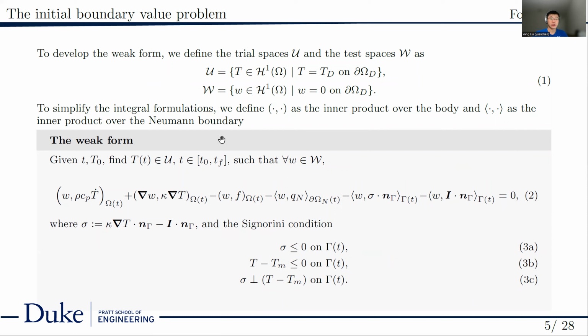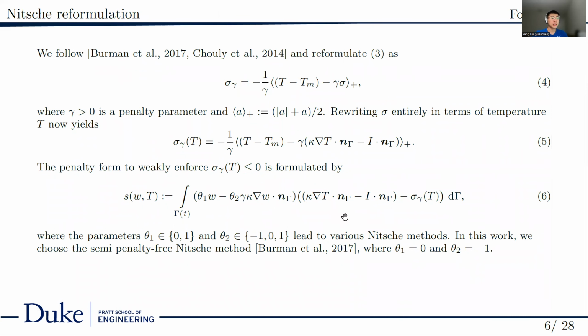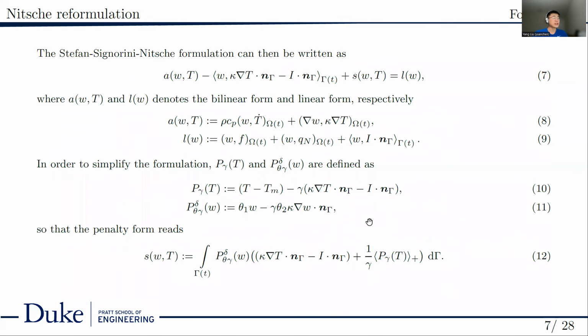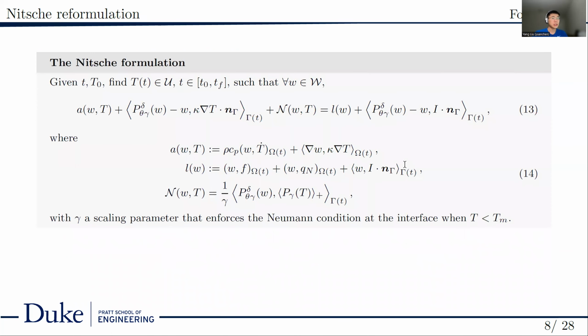The corresponding weak form is introduced with the trial and test function space. Here we introduce sigma as a slack variable for convenience to derive the Nitsche's form. As we mentioned before, the Nitsche's method is used to weakly impose the interfacial constraints. We use this penalty form to weakly enforce sigma gamma less than or equal to zero. Then the Stefan-Signorini Nitsche's formulation can be rewritten in this form, where A and L denote the bilinear and linear form respectively. The Nitsche's formulation finally looks like this. We have a nonlinear term here.